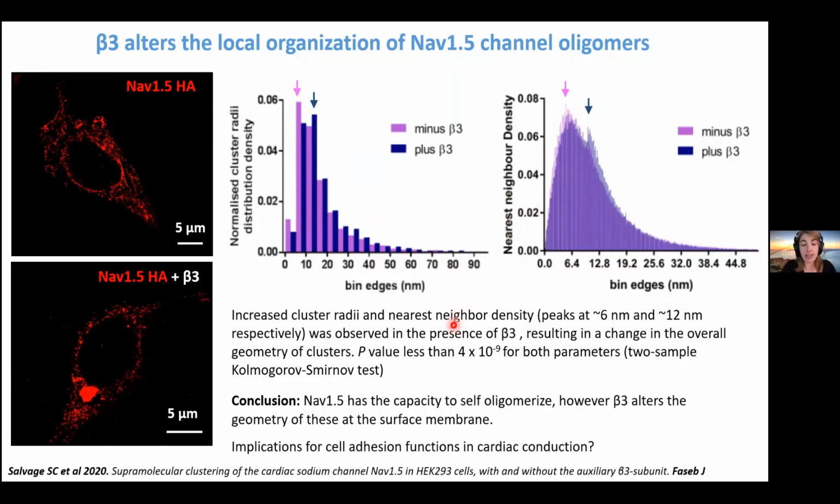So this tells us that NaV 1.5 has the capacity to self-oligomerize. However, the beta-3 causes subtle rearrangements to the geometry of these clusters. So that made us wonder what the implications of this are for cell adhesion, and in particular, cardiac conduction.